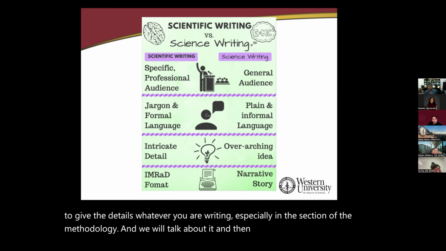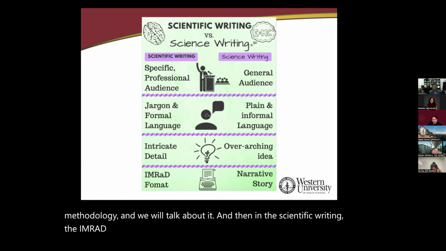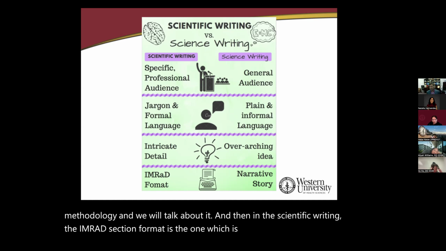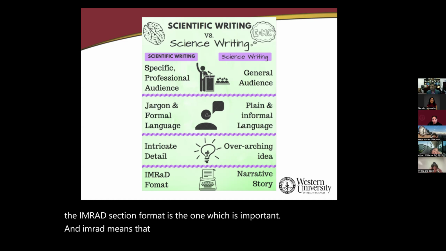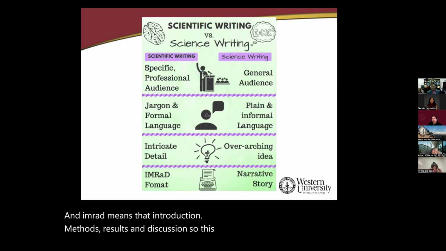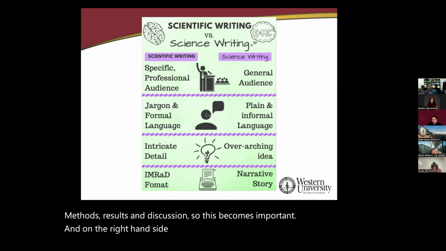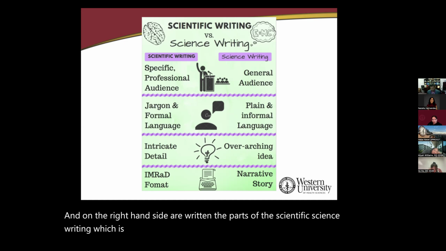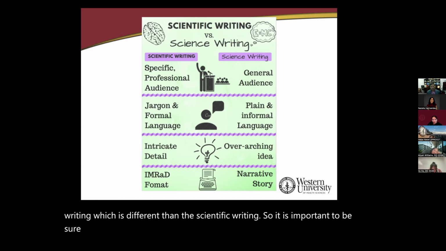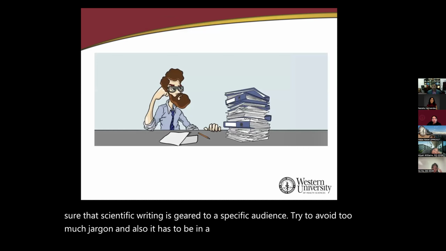And then in scientific writing, the IMRAD section format is the one which is important. IMRAD means introduction, methods, results, and discussion. So this becomes important. And on the right-hand side are written the parts of science writing, which is different from scientific writing. So it is important to be sure that scientific writing is geared to a specific audience. Try to avoid too much jargon, and also it has to be in a certain format.